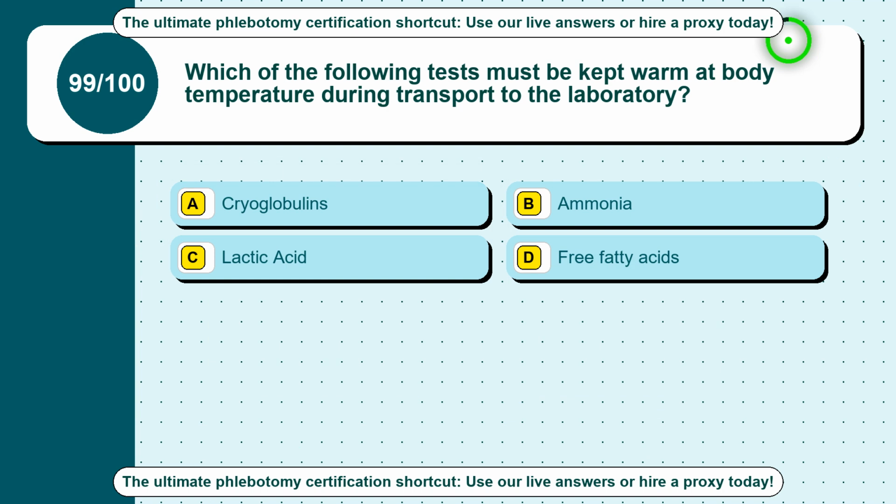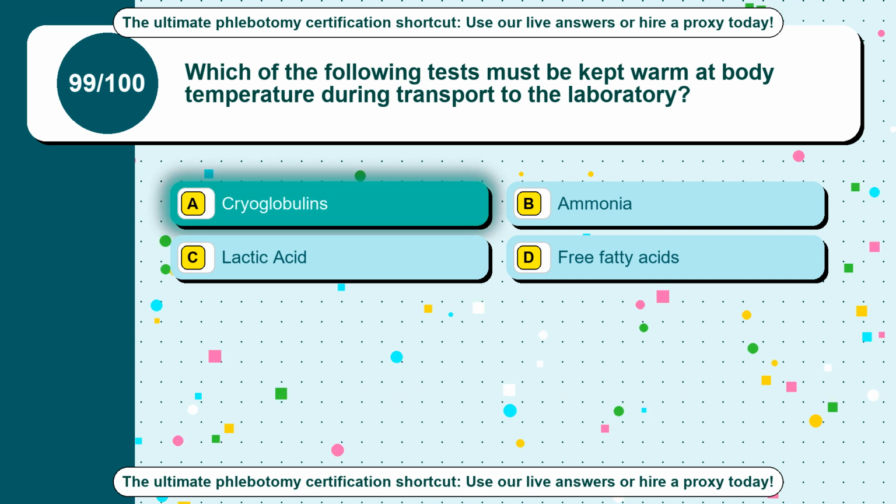Question 99. Which of the following tests must be kept warm at body temperature during transport to the laboratory? Option A, cryoglobulins. Option B, ammonia. Option C, lactic acid. Option D, free fatty acids. The correct answer is option A, cryoglobulins.